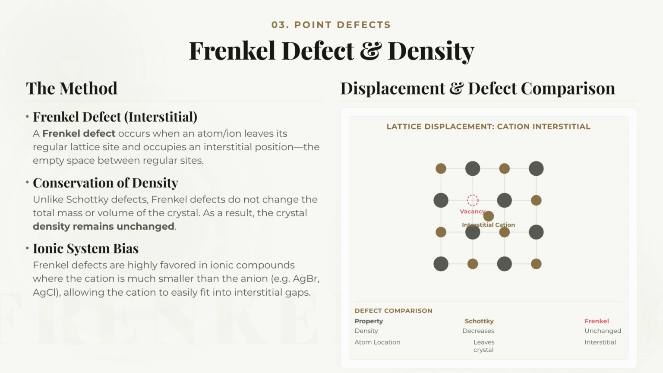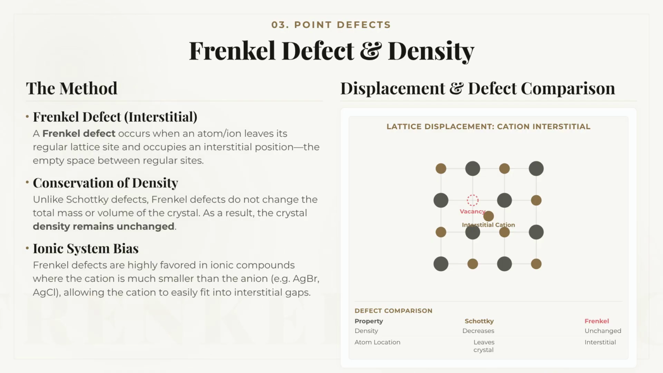Frenkel defects are more common in ionic crystals, where one of the ions, usually the smaller cation, can easily move into an interstitial position. Silver bromide and silver chloride are typical examples of crystals exhibiting Frenkel defects.